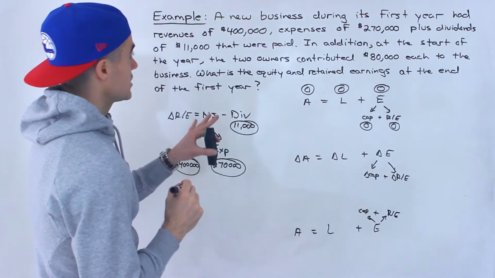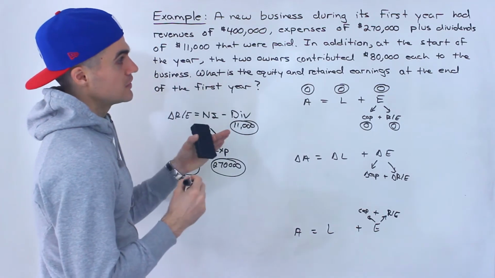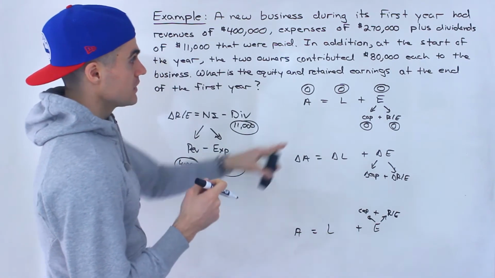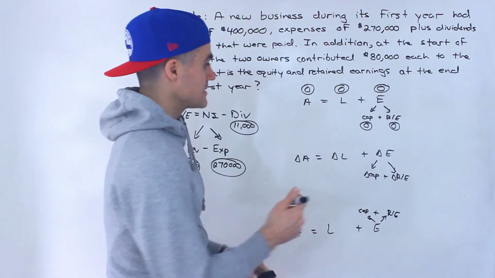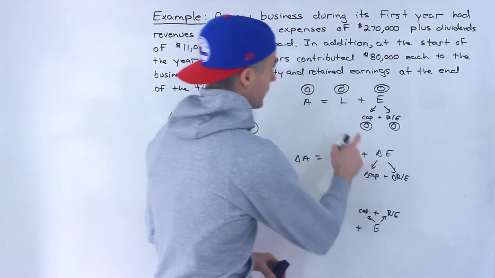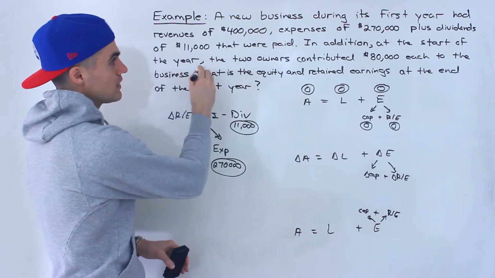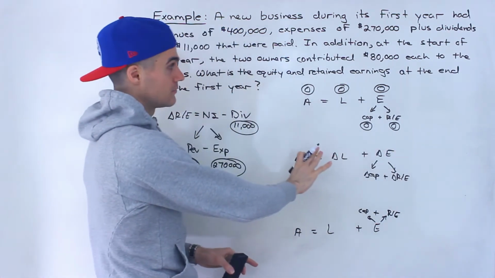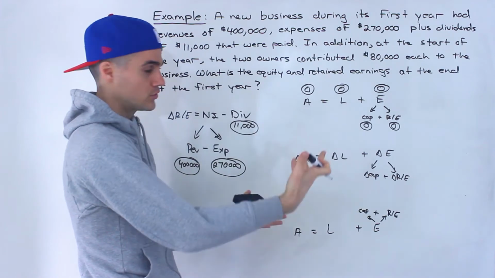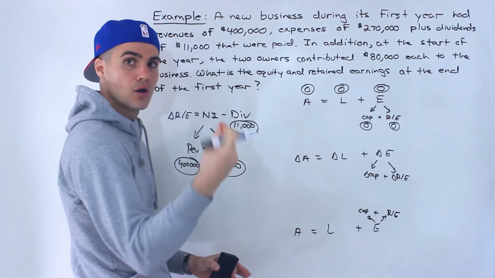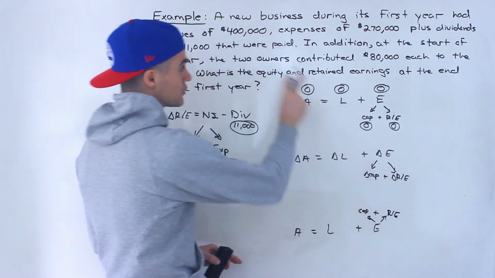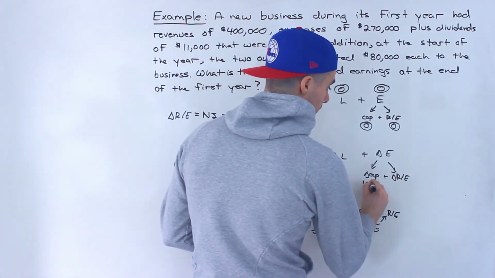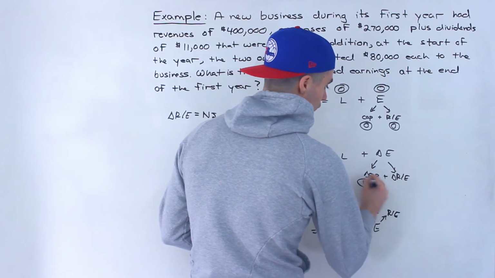And then it says, in addition, at the start of the year, the two owners contributed $80,000 each to the business. Now, personally, when I see this, basically that's a change in capital. So when it says at the start of the year, I'm assuming that it's still during the year. And a contribution made by the owners to the business, we know that that is owner's capital. So that's a change in capital. There's two owners, $80,000 each. So we know the change in capital is going to be $160,000 over here.